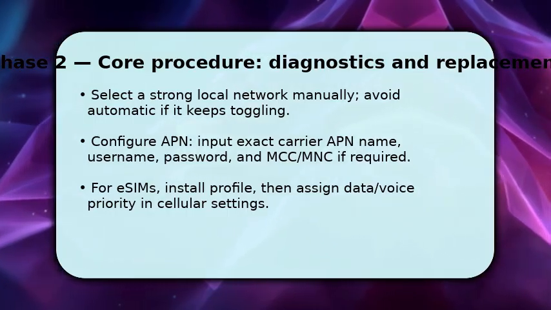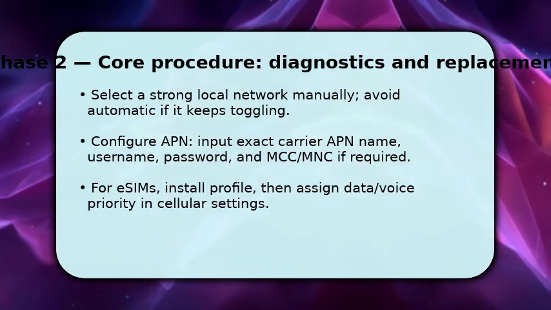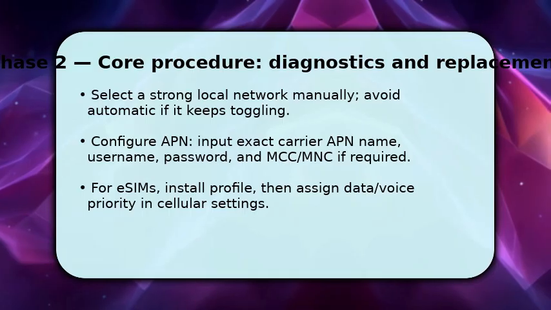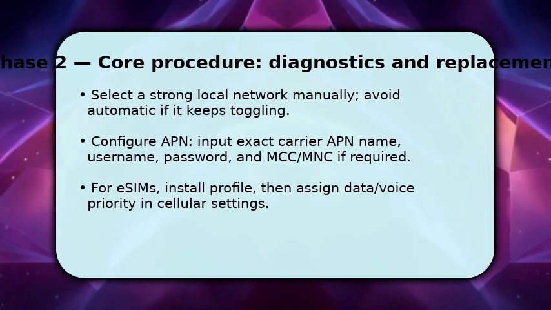If you use an eSIM, install the profile and assign it as the data or voice source. Make sure it has higher priority than your home SIM. These steps fix most authentication and data routing issues.